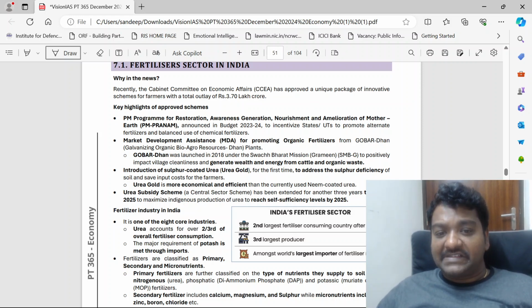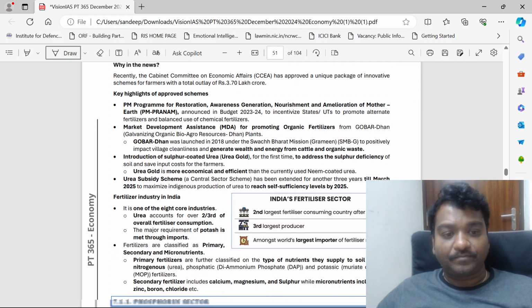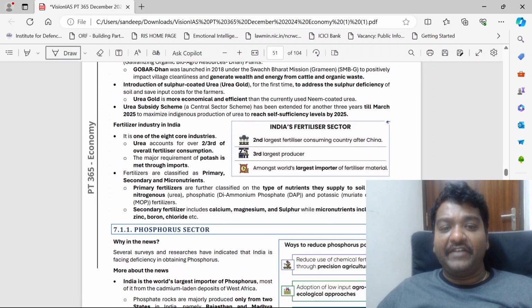Market development assistance for promoting organic fertilizers from GOBARdhan, okay, was launched under Swachh Bharat Mission to positively impact village cleanliness and generate wealth and energy from cattle and organic waste. Yeah, because this is very very important.